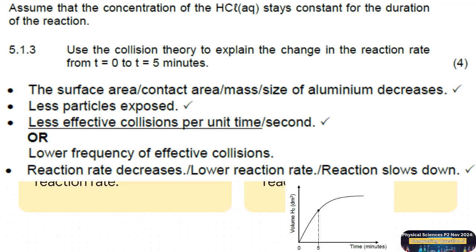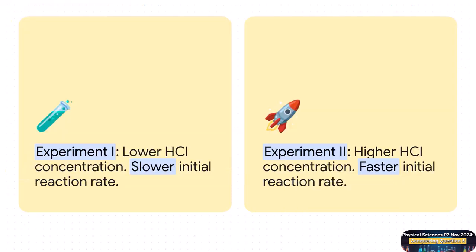Okay, let's compare experiments. In experiment 2, they double the concentration of the acid. Well, more acid particles packed into the same space means more frequent collisions, right? So the initial reaction is going to be way faster. But, and this is the critical part, the final amount of product you make is exactly the same. Why? Because the aluminum is the limiting reactant. It doesn't matter if you have an ocean of acid. Once that 0.5 grams of aluminum is gone, the party's over.